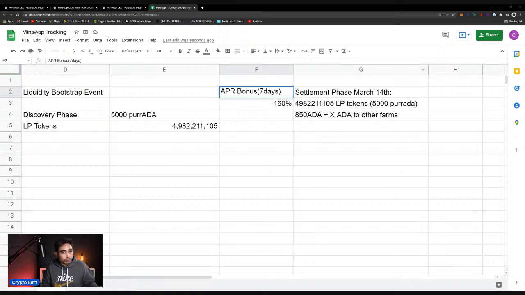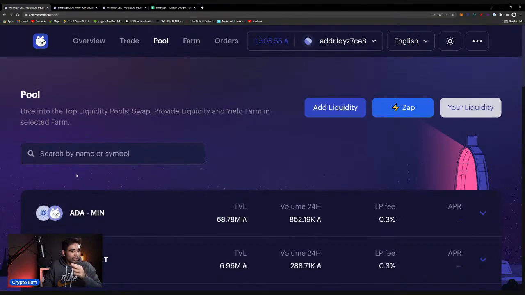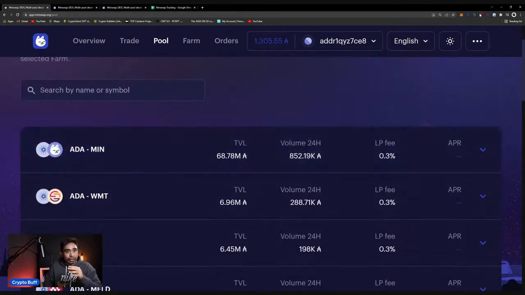So this is a liquidity bootstrap event, and this is the information we're starting off with on day one. In total, we put in about 5,000 ADA, and this gave us 4.9 billion liquidity pool tokens. I'm going to be reinvesting all my Sundaeswap rewards into the yield farming liquidity pool for Minswap, because I think in the short term it's very likely to see the APR be a lot higher than Sundaeswap.